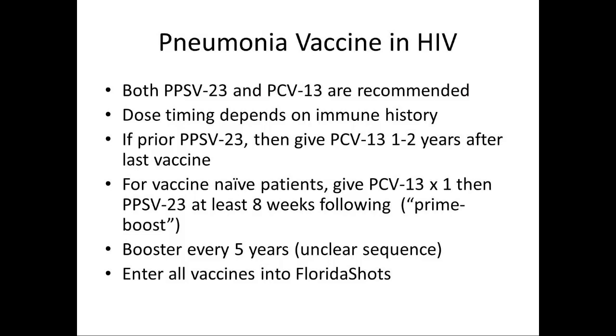I tried to find the sequence, like once you've given the 13 and 23, how often do you give it again? I don't see any clear recommendations out there that I've seen, but it seems to reason that you would boost in immunocompromised. I would just do 1, but I don't see the full guidelines. I don't think anybody knows quite yet.